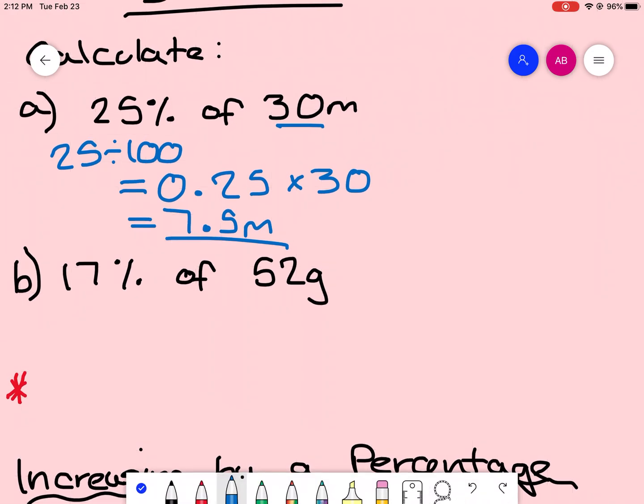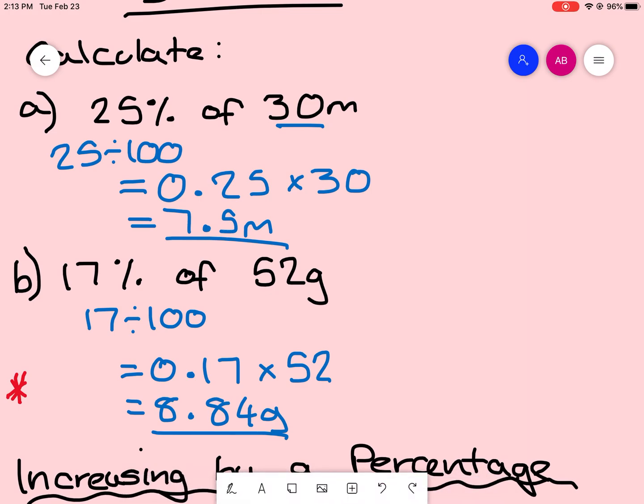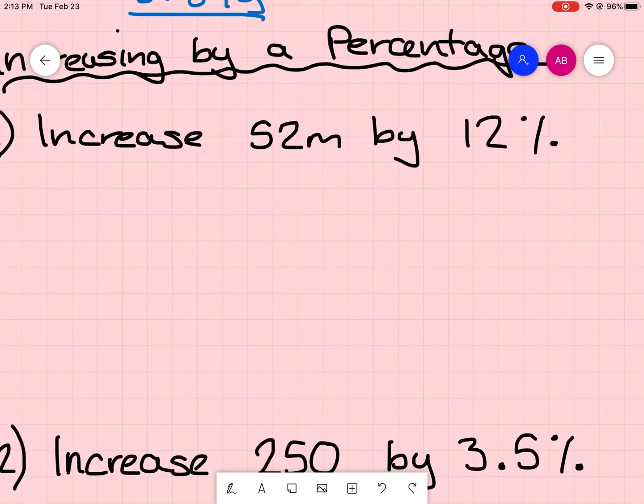Question B, we want to take the percentage, divide by 100, that will give us 0.17. We want to times that then by 52. So 0.17 times 52 gives us 8.84, and the grams go on the end. Hopefully you have looked at the stuff from Tuesday and got on okay with that, and therefore were able to complete those starter questions.